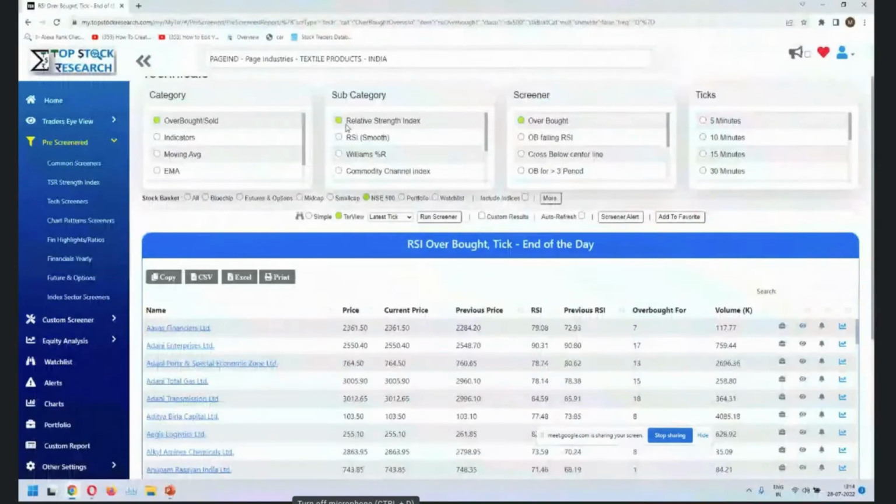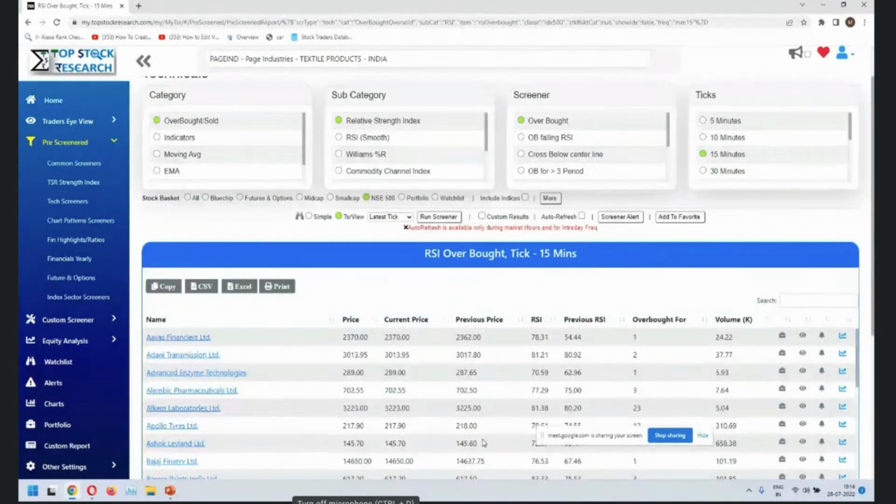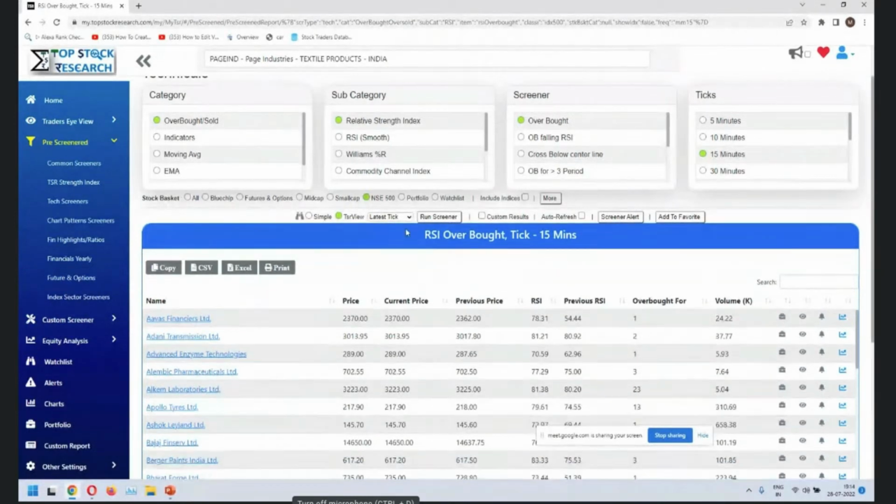Auto refresh, if you want that. During the market hours, if you are on 15-minute tick and you don't want to refresh every 15 minutes, because that's very painful, what you can do is set it to auto refresh every 5 minutes. Every 15 minutes, it will refresh for you. It is telling me that it is available during market hours, obviously, so that's why it's not enabled here. But during market hours, feel free to use it.